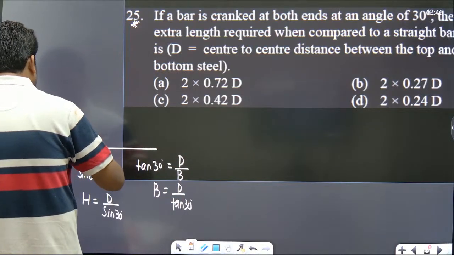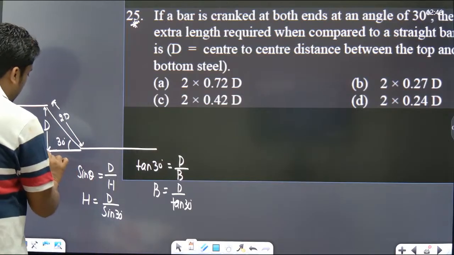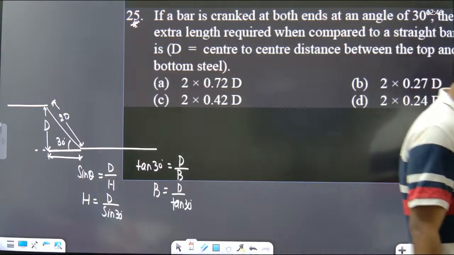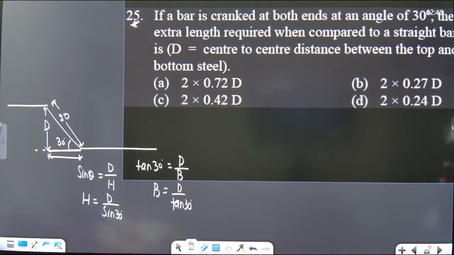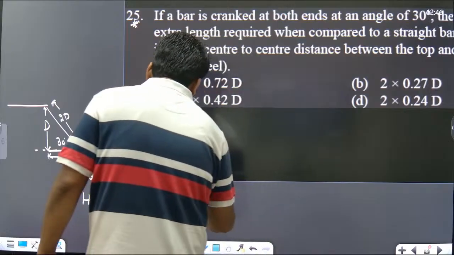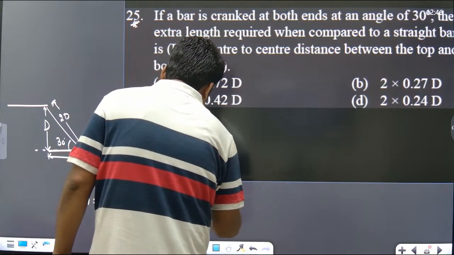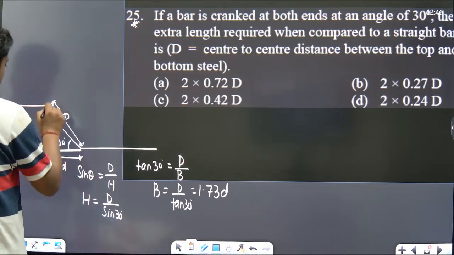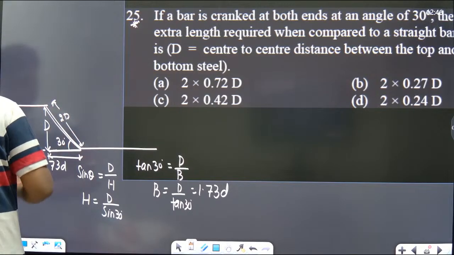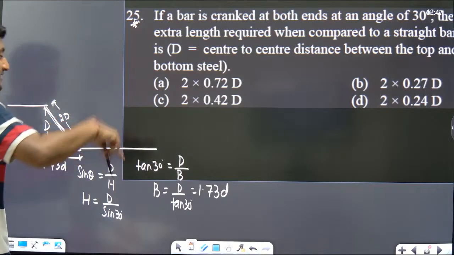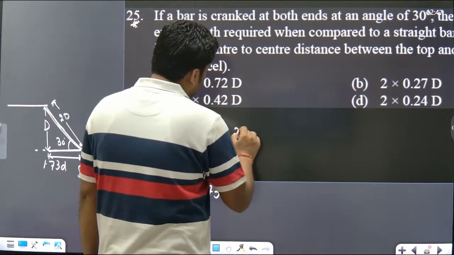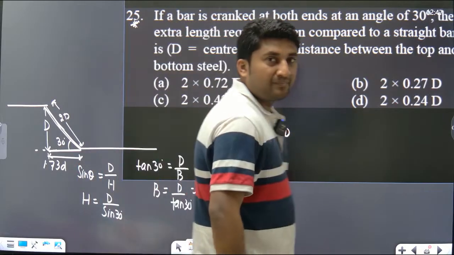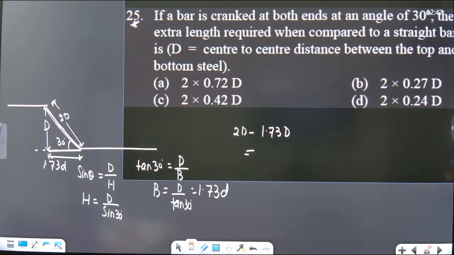This value is 2D. How about this value? Tan 30 degrees gives 1.73D. This you need to remember. If the bar is not cranked, the length was 1.73D, but now the length is 2D. How much extra have you given? 2D minus 1.73D, yes or no? 0.27D.